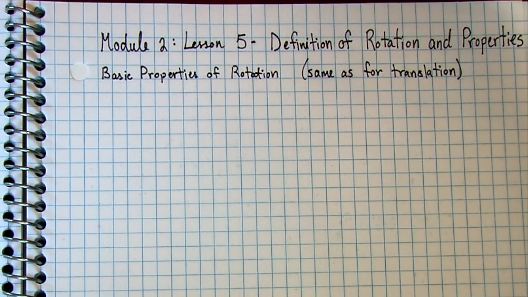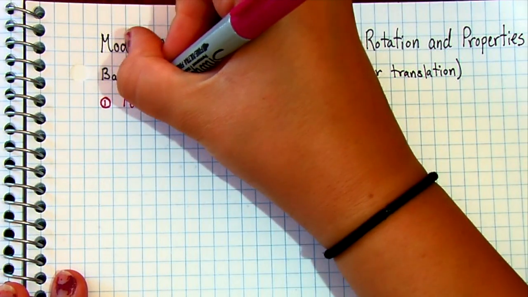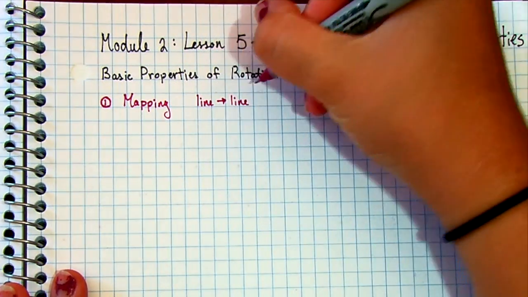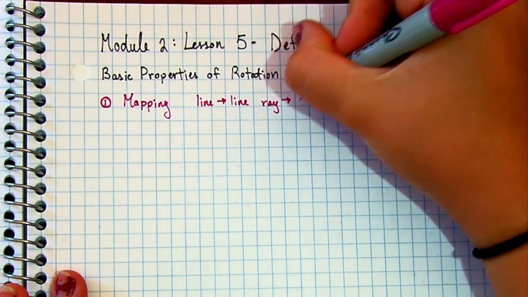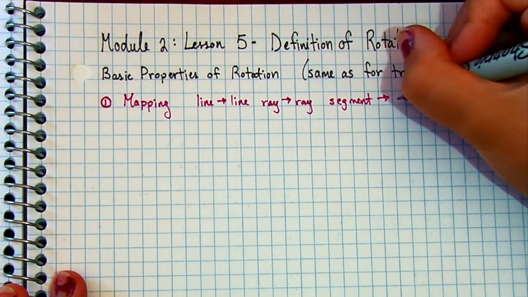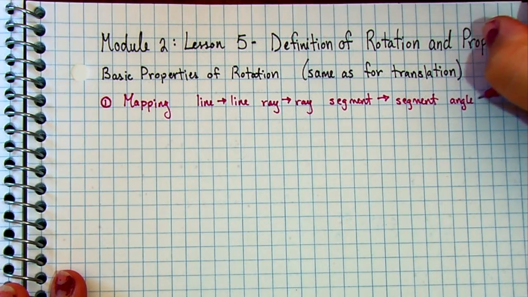The first is the mapping property. Mapping means moving an object from one location to the other. And when we map an object using a translation, a reflection, or a rotation, we map lines to lines, rays to rays, segments to segments, and angles to angles.